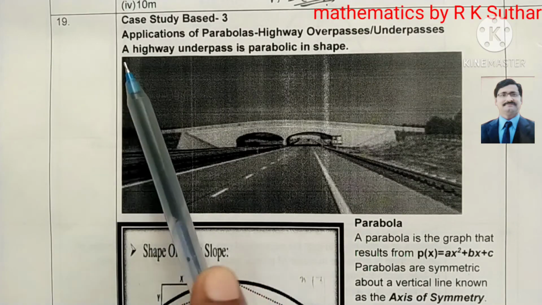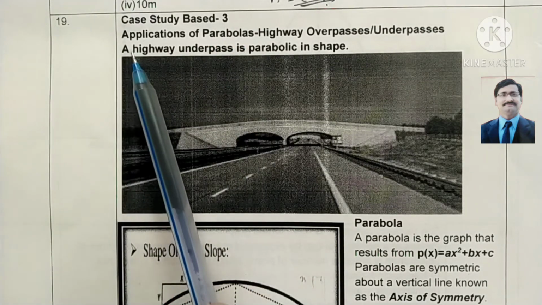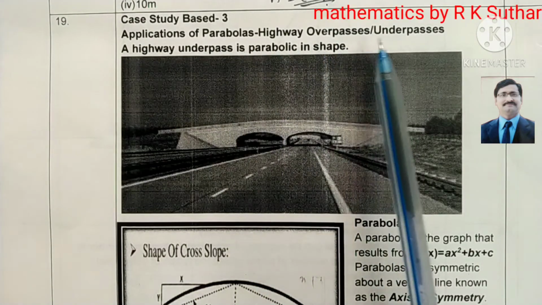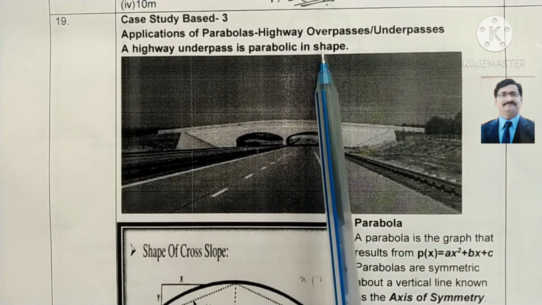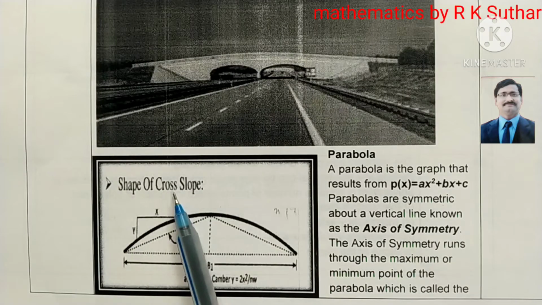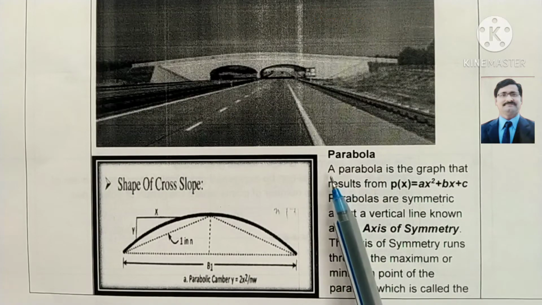Look here, case study based question number 3, and this is question 19. Applications of parabolas: highways, overpass and underpass. A highway underpass is parabolic in shape. We can see the parabolic form. Look here, this is the shape of the cross slope. Okay, parabola. What is a parabola?